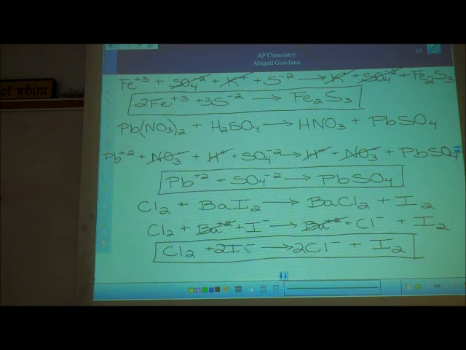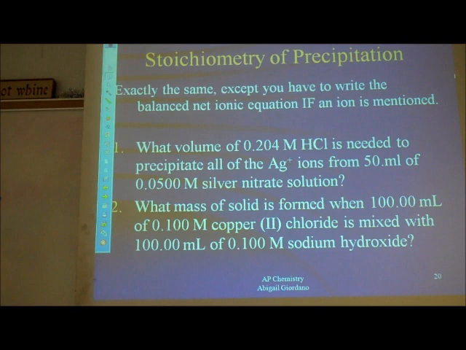Okay. Single replacements tend to be more difficult for people than double for whatever reason. So I wanted to make sure to do an example of that. Okay.